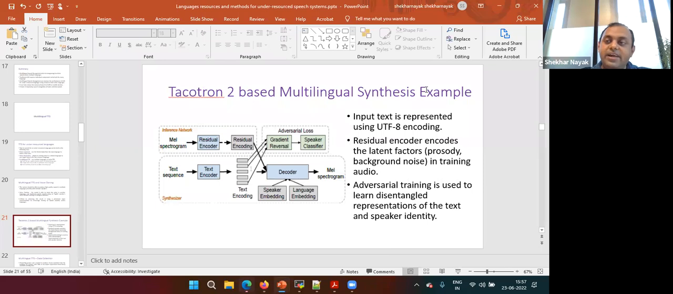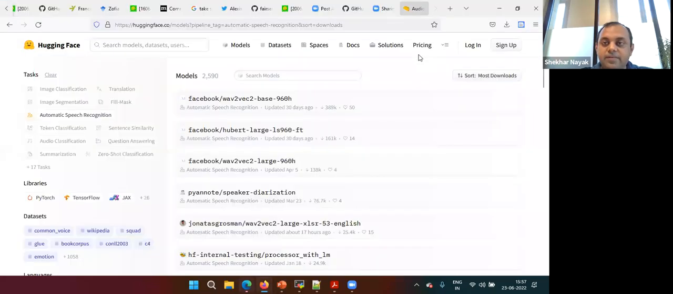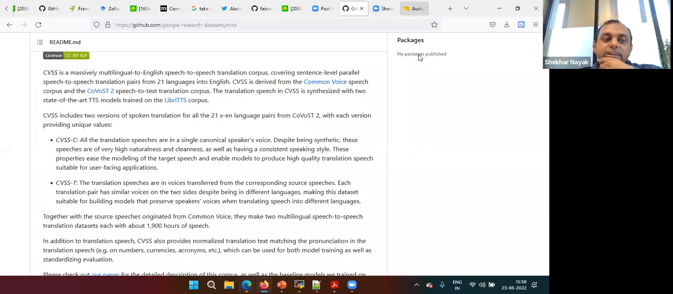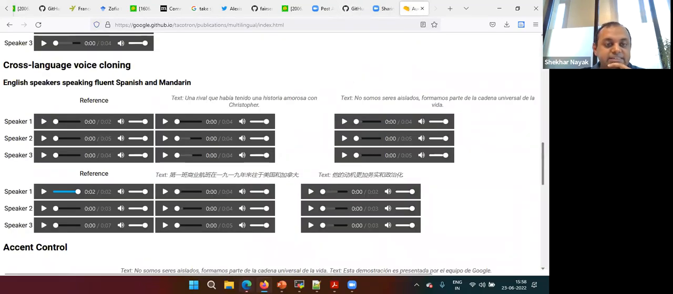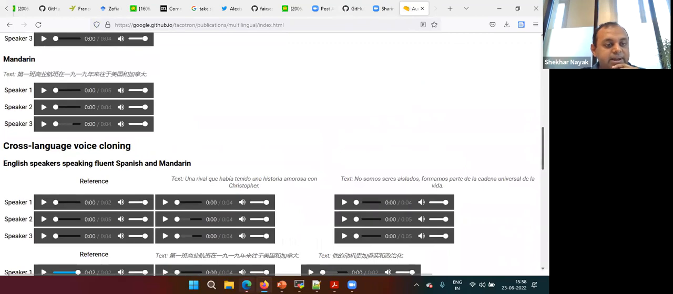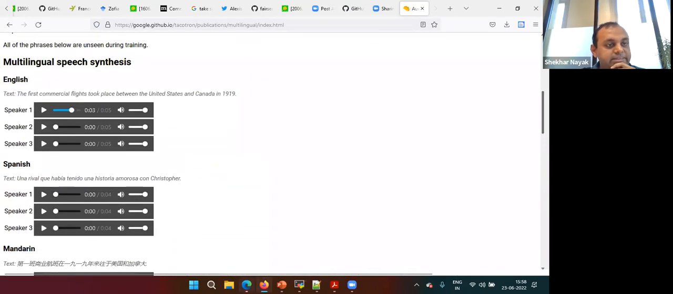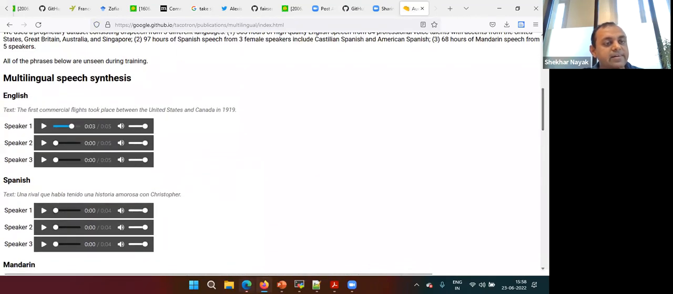and you get a disentangled representation of the text and the speaker identity. There is a very nice example available by the authors here, where they change the speaker embeddings, and so this is the original individual language sentences synthesized in English, Spanish, and Mandarin. The text is available here, the first commercial flight. I'll just play.